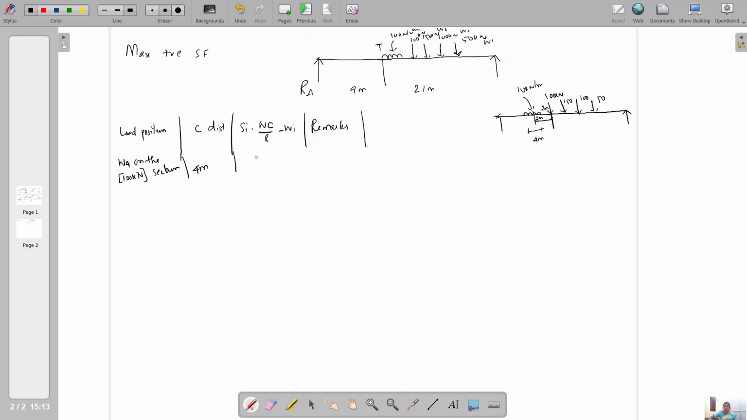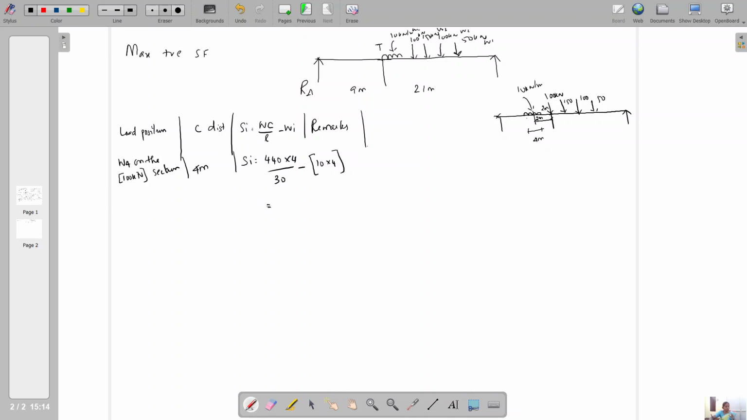C distance is 4. SI equal to total load, which we have already calculated, 440 into 4 by 30. The load which moved on the left side is the total load. It is a UDL actually. So the load is 10 into 4. We have to consider the total magnitude of the load, not 10 kilonewton per meter. 10 into 4 is the load quantity.